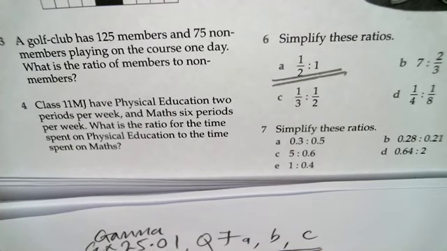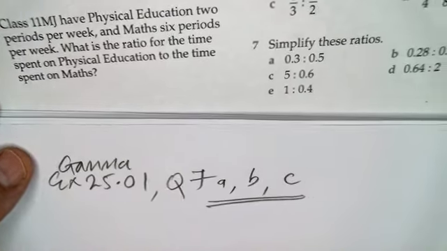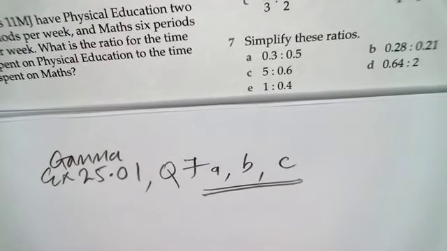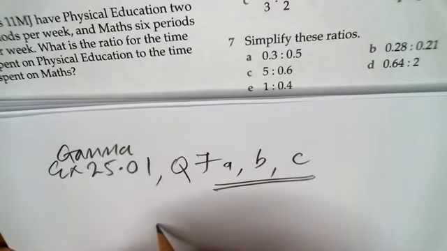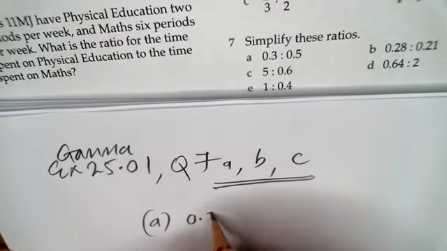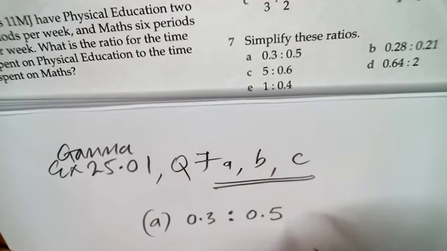All right, let's have a look at exercise 2501. This is from Gamma. We're simplifying ratios. This time we've got ratio, and we're going to do the first one. It's 0.3 to 0.5. So I've got A, 0.3 to 0.5. All right.